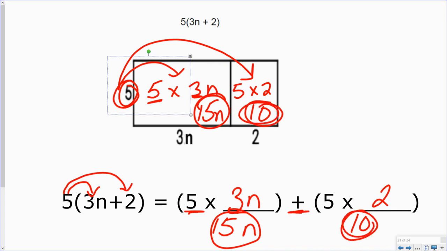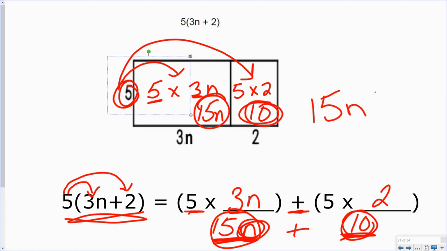And again, I'm adding. But now I have 15n here and 10 here. And like it said, I cannot combine those two because I don't know what this value of n is. So my final answer for this expression simplified down would be 15n plus 10. And that's as far as I can go with that.